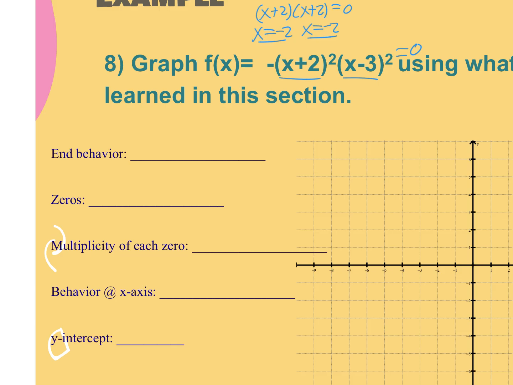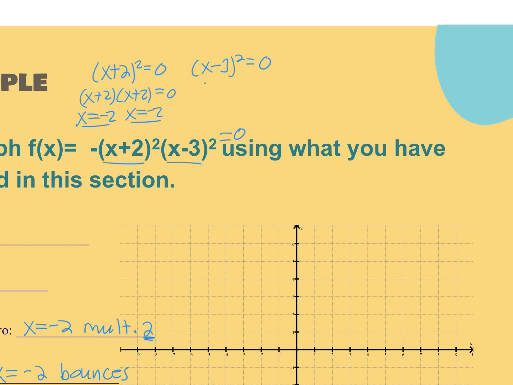So once again, I'm going to say that one of my zeros is x equals negative 2. And I'm going to say x equals negative 2 has a multiplicity of 2. And I'm also going to say that x equals negative 2 bounces, all right? Because 2 is an even number, all right? Let's do the same thing with x minus 3 squared. That just means x minus 3 times x minus 3 equals 0. And that just means I get x equals 3 twice.